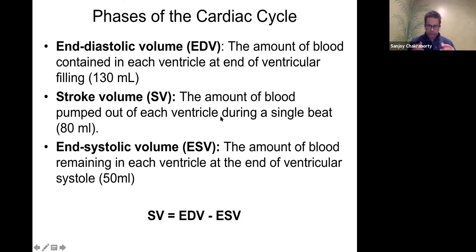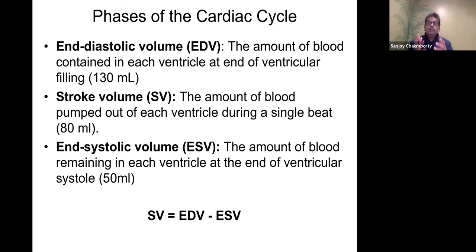The same thing, whatever is pumped out, getting into the aorta in this case, is approximately 80 ml. So approximately 80 milliliters of blood goes from the left ventricle. Again, we are focusing on the left, but the same thing happens in the right. So from the left ventricle into the aorta.